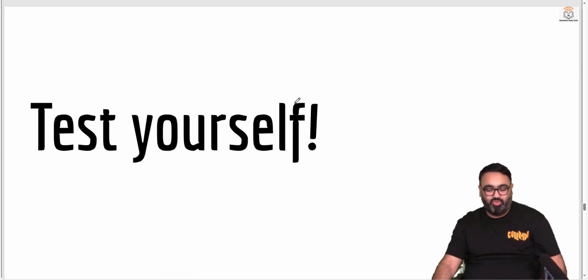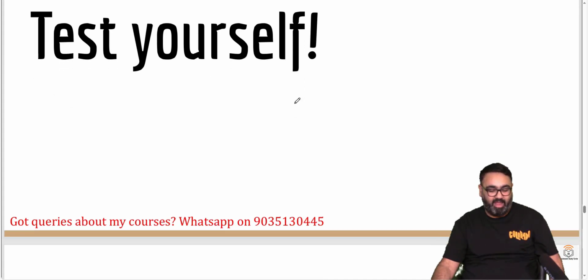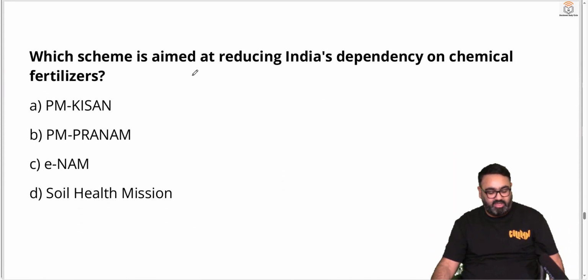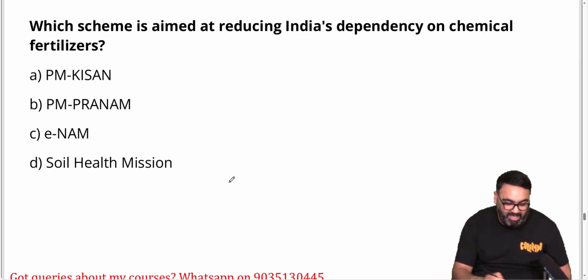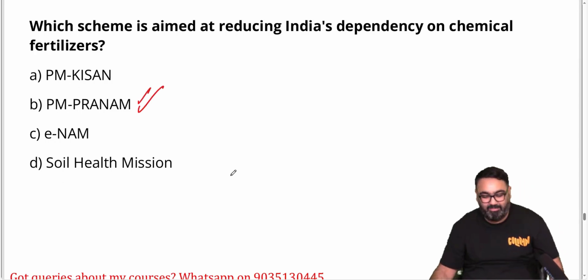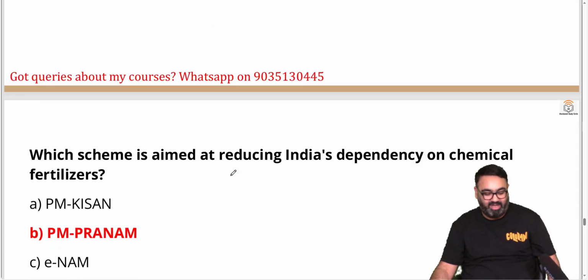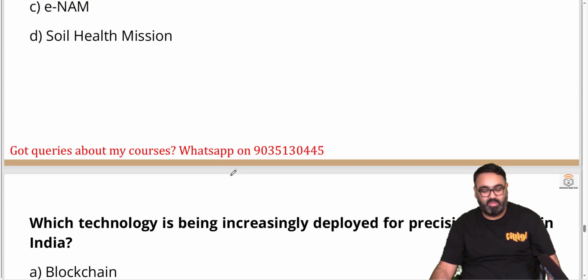Let's see if you were able to understand the gist of this particular chapter. I have a test for you. First question: which scheme is aimed at reducing India's dependence on chemical fertilizer? PM Kisan, PM Pranam, ENAM or Soil Health Mission? We discussed this. It is the PM Pranam scheme that is aimed at reducing chemical fertilizers and their consumption.